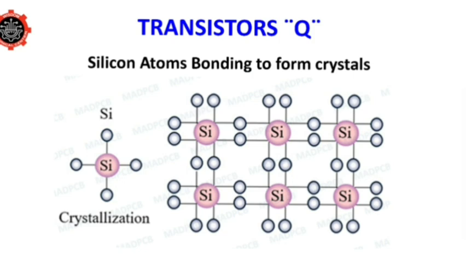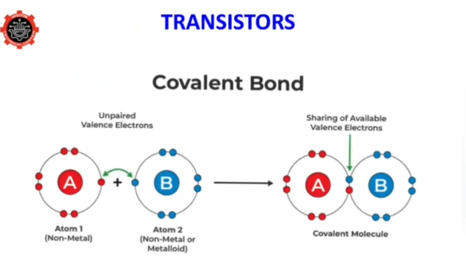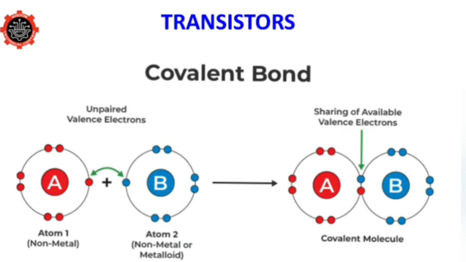If we look at this structure, it is all laid out in a geometric pattern. That is because the outermost valence shell is sharing its orbit with the one next to it, and by doing so, we create this covalent bond. So therefore, the manufacturing process is very critical, and all of this has to be done in a very clean room.